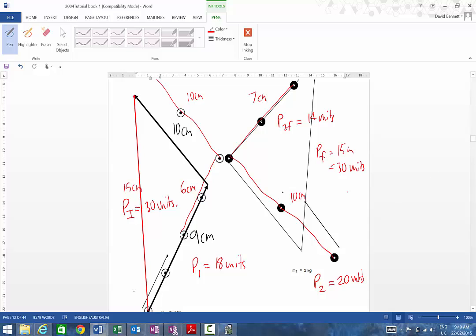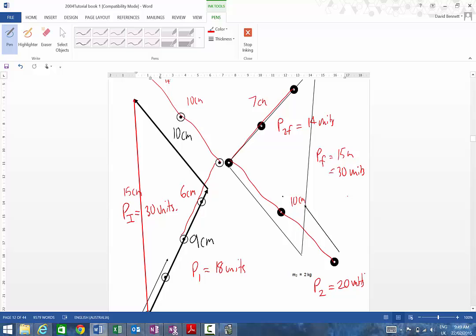But essentially, it's about drawing the vector diagrams and making sure you're using the time scale here to get your lengths. So that time scale allows you to work out what your velocity is as a representation. And that's a very typical sort of question that you might see in an exam.